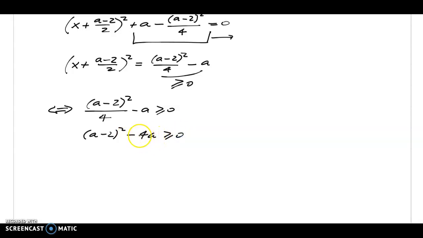So what I'm going to do here is expand this. If I expand this, I'm going to have a squared, then this times that times twice, minus 4a, and then this minus 2, squared, gives me 4. So a squared minus 4a plus 4 minus 4a, greater than or equal to 0.